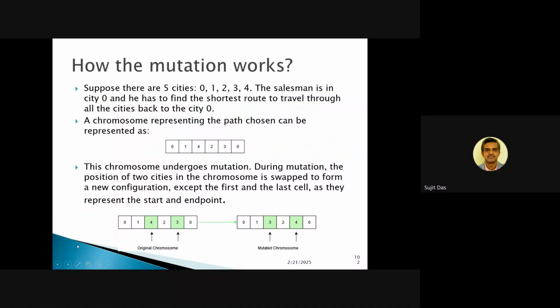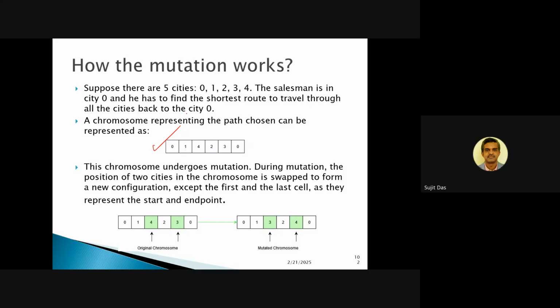Okay. So once the chromosome is generated, you can find the fitness value. One way to find the fitness value is the distance. You can find the summation of distance in the sequence, and obviously you'll get the fitness value. Now, if you want to apply mutation, how will you apply it here?